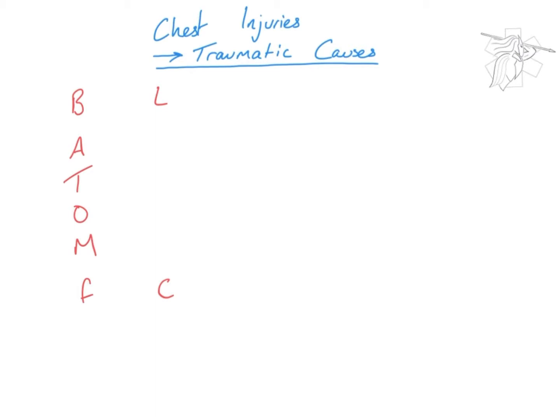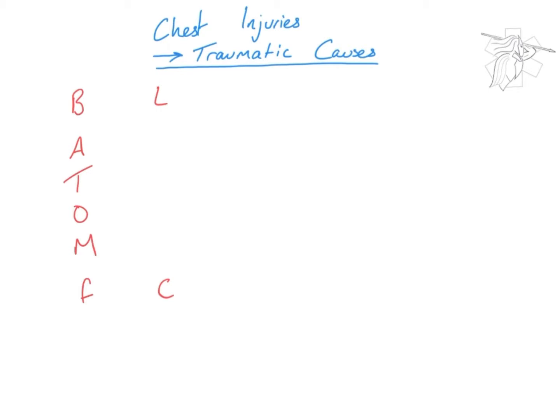I'm Eric. Today we're going to be looking at the causes of traumatic chest injuries. So we're going to introduce you to a handy mnemonic that will allow you to start predicting some of the potential injuries your patient may have incurred as a result of exposure to a trauma. The mnemonic is BLATOM FC. We're going to fill in the blanks for you, but what this is going to do is hopefully just give you some idea of the things that could be going on with your patient's chest.